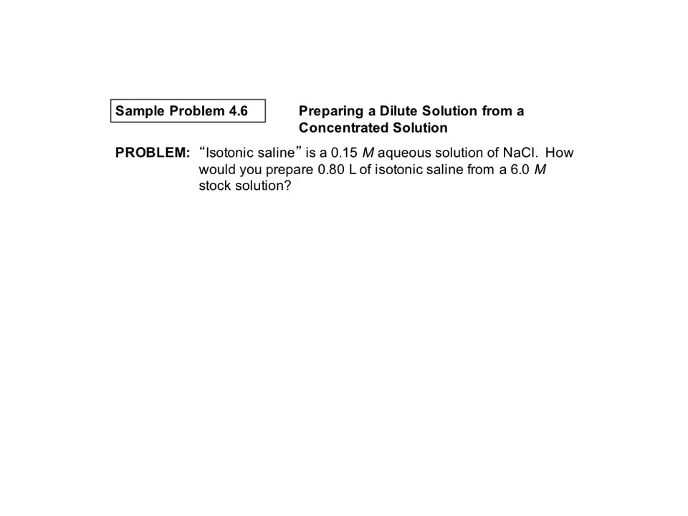Sample problem 4.6 is a dilution problem. Isotonic saline is a 0.15 molar aqueous solution of sodium chloride. How would you prepare 0.80 liters of isotonic saline from a 6 molar stock solution?